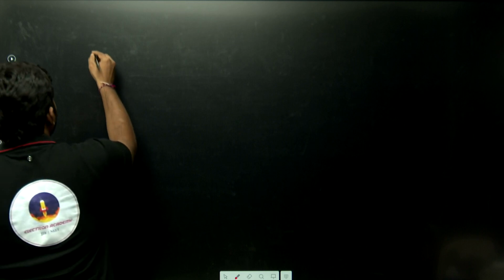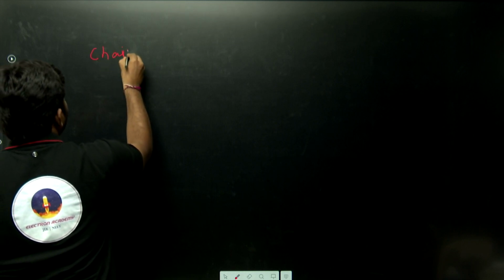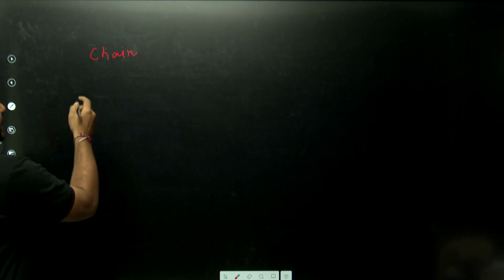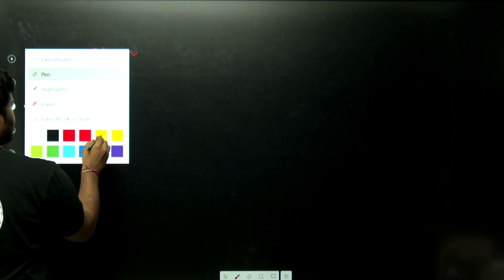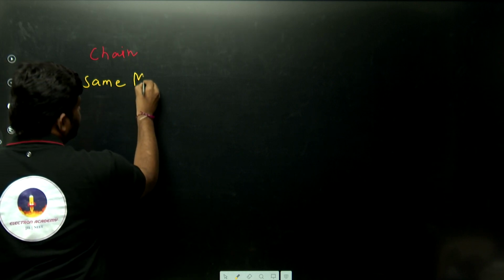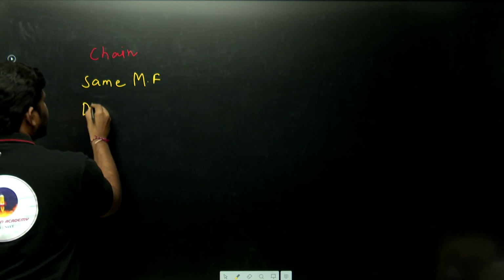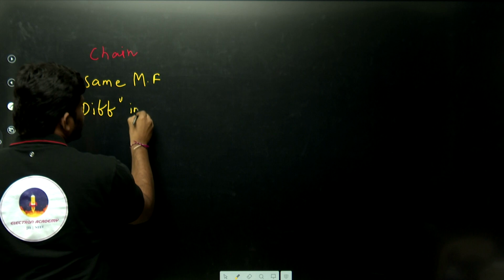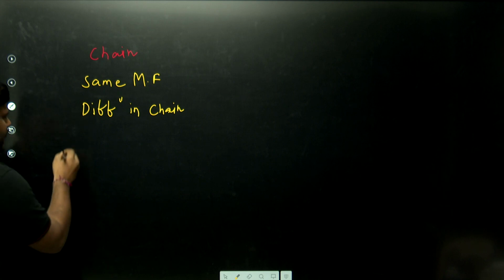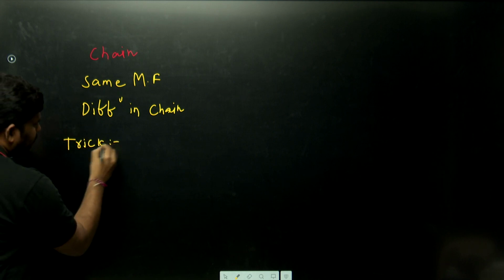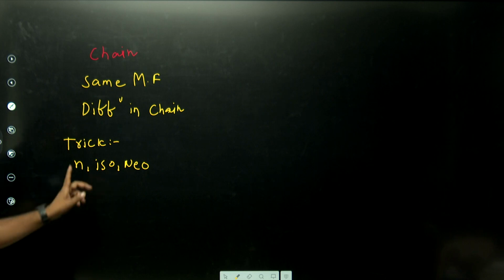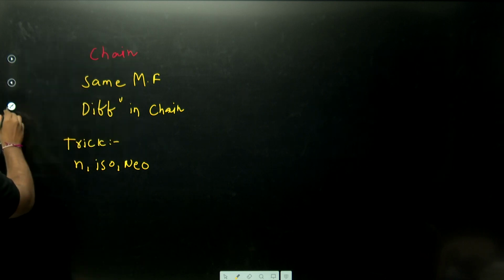So now next one. What is chain isomerism? Simple. So this is the total conclusion of this class. Same molecular formula we have, MF means molecular formula, but different in chain. Carbon arrangements different in chain are called chain isomers. What is the trick here? Same molecular formula, n, iso, neo. This terminology is called chain isomers. This is number 1.